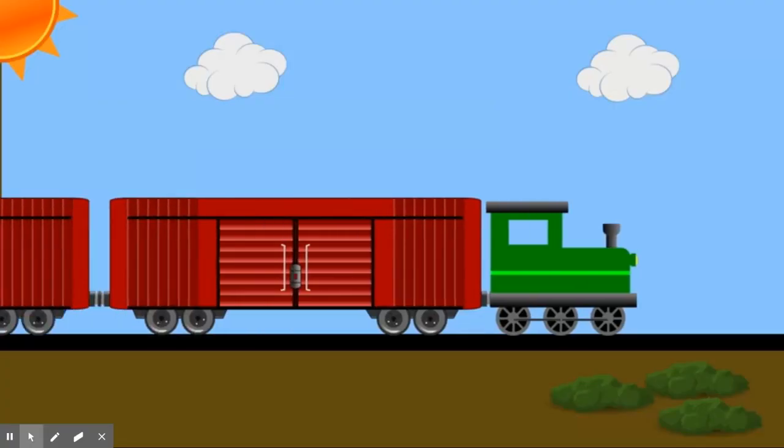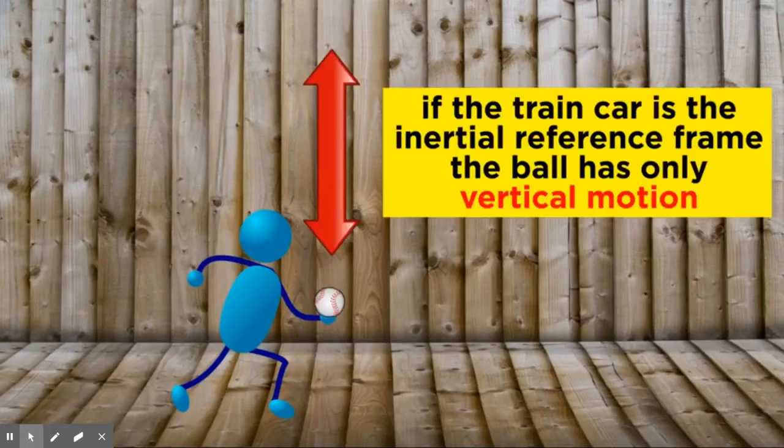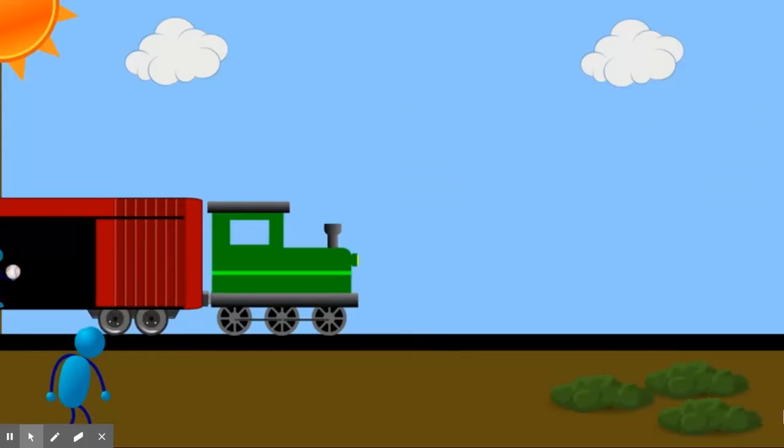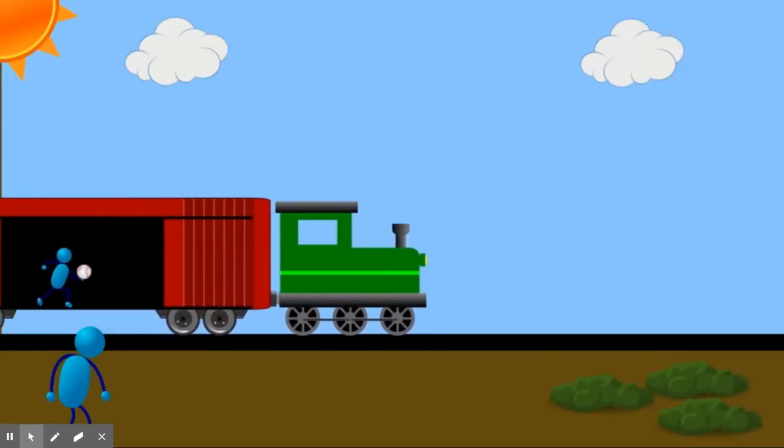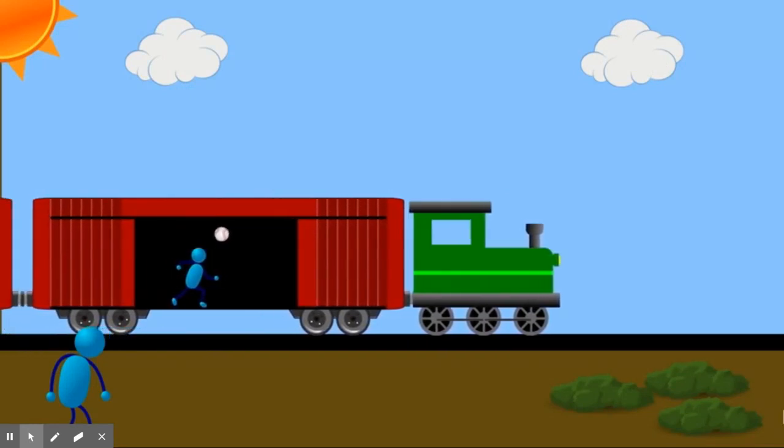Imagine you are sitting in a moving train. You toss a ball into the air and catch it. To you, the ball went straight up and down. But to an observer on the ground, the ball followed a parabolic path as the train went past.